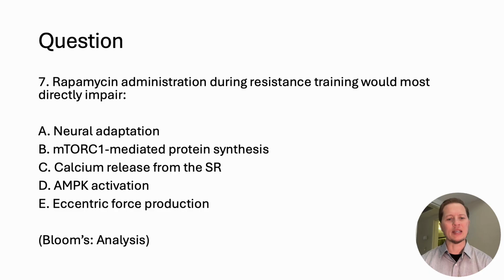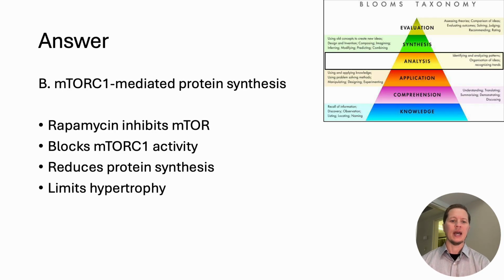Question 7. Rapamycin administration during resistance training would most directly impair what? Neural adaptation, mTOR1 mediated protein synthesis, calcium release from sarcoplasmic reticulum, AMPK activation, or eccentric force production. And that one is B, mTOR1 mediated protein synthesis. So rapamycin is a direct mTOR inhibitor. Since mTOR1 drives that resistance training induced protein synthesis, blocking it would therefore blunt hypertrophy, even if the training stimulus is present. So rapamycin is a very fascinating signaling molecule.